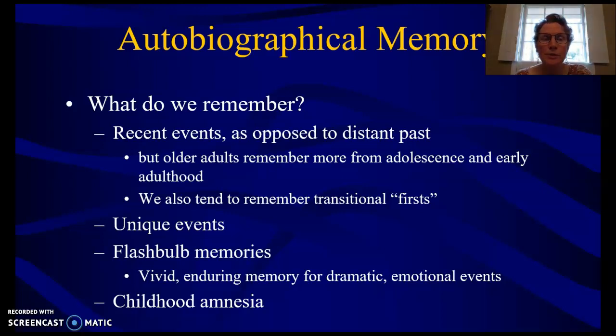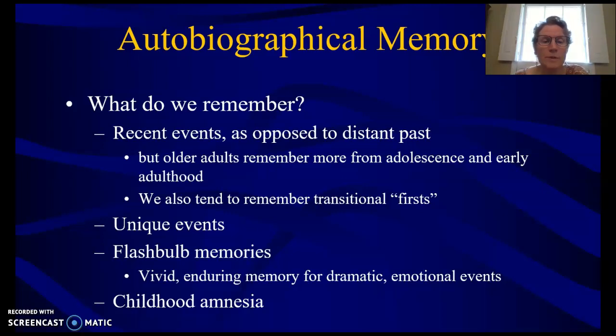Flashbulb memories, these are things for my generation, it might be 9/11. Where were you? What were you doing when you heard about the plane hitting the trade tower? For you guys, it might be this whole coronavirus thing that you'll be able to remember, maybe what you were doing when you first heard that school is canceled.